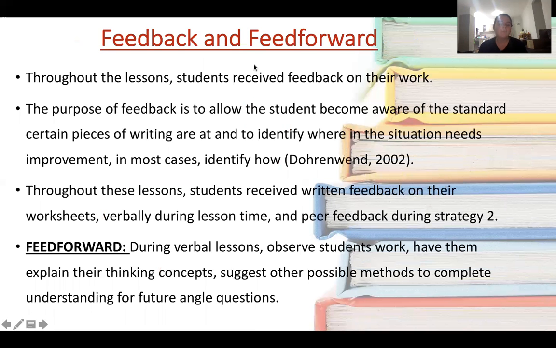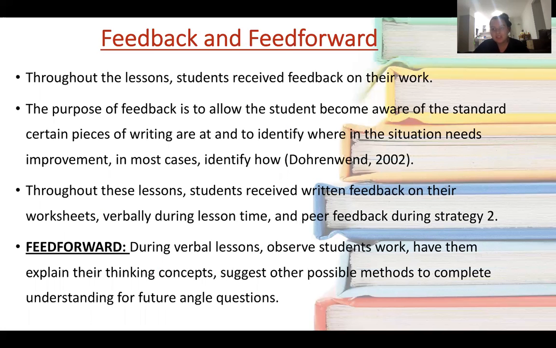Throughout my lessons, students received feedback on their work during lesson time. The purpose of feedback is to allow the student to become aware of the standards certain pieces of writing are at, to identify where their work needs improvement, and to identify how they could do so. Students were given multiple opportunities to clear up any confusion with certain angle concepts throughout these mathematical lessons.